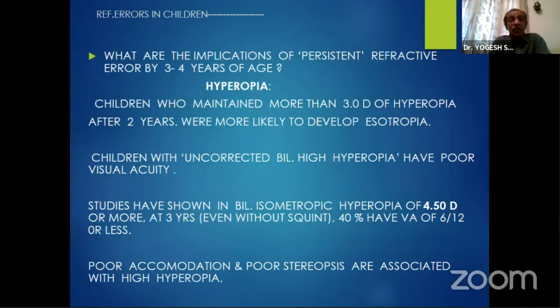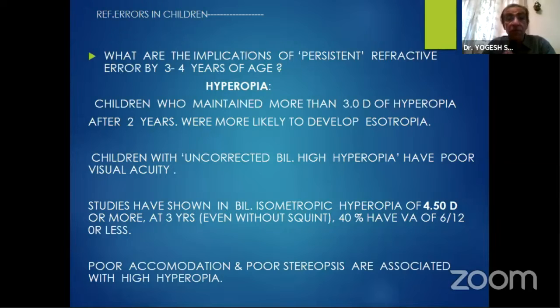Now, what are the implications of a persistent refractive error? Now we come to the exact management and meaning of all the topics we have today. What are the implications of a persistent refractive error which remains after 3 or 4 years of age? Because if such an error has been persisting and emmetropia has not occurred, there would be some problems in a child. And the parents, most of the educated parents, will definitely bring the child to you with some sort of symptoms. And therefore, what are the implications?